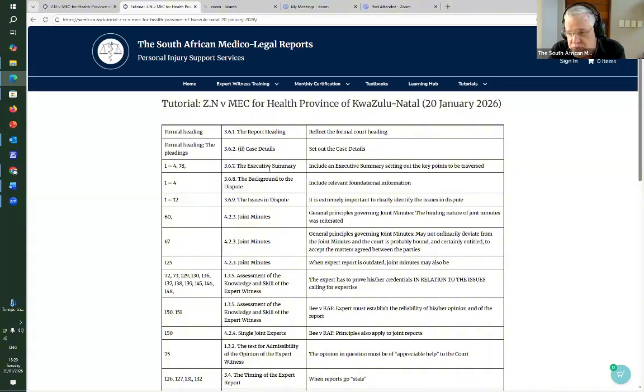Now, that's not quite what Judge Hendricks has done in this case, but you can see already there is something of an orientation and a setting of the scene right in those first few paragraphs. And then we've got paragraphs 1 to 4, the background to the dispute, which we've just looked at. So include relevant foundational information, immediately set the scene.